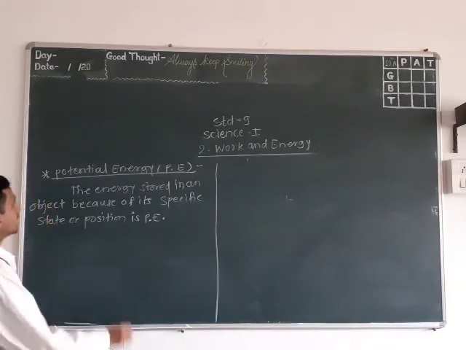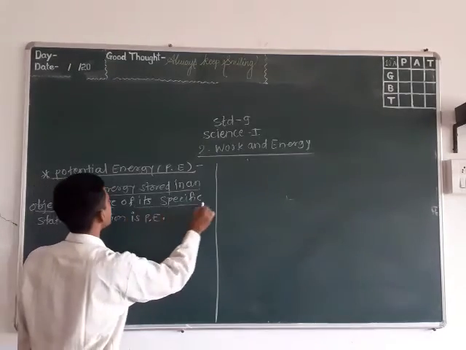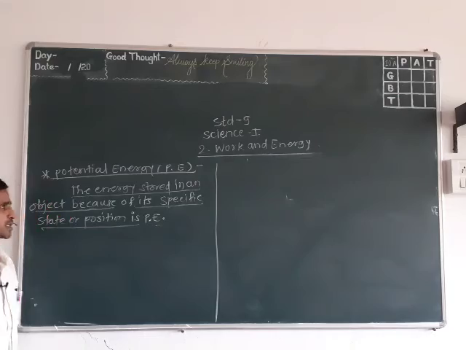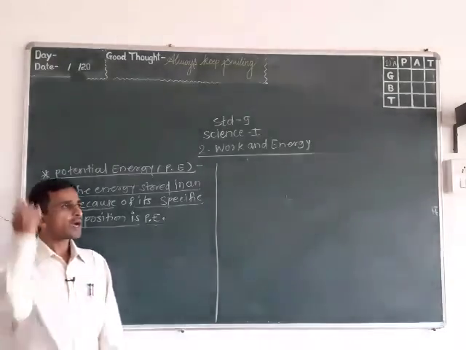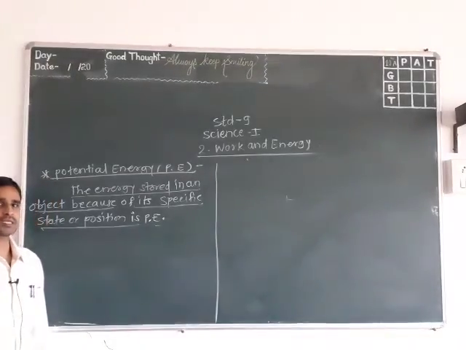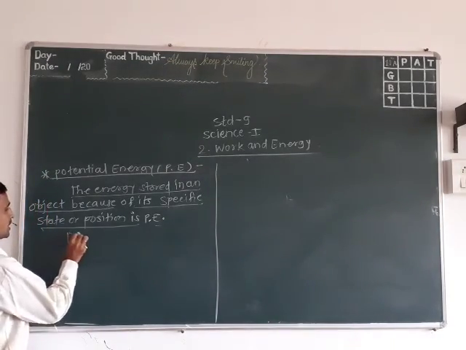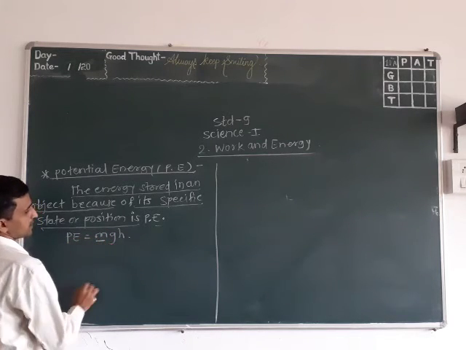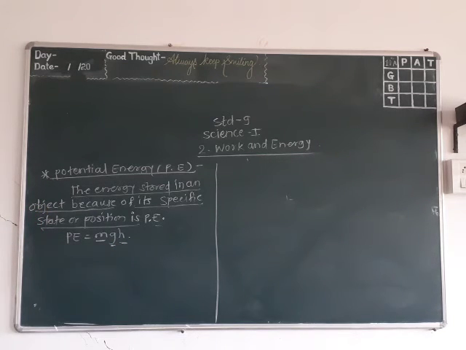ह्याच्यामध्ये काय म्हटलं, the energy stored in the object because of its specific state or position is called potential energy. ज्या वेळेला आपण साठवून ठेवलेली असतो, स्टोरेज. Formula is P is equal to mgh. M is the mass, g is the gravitation, and h is the height.